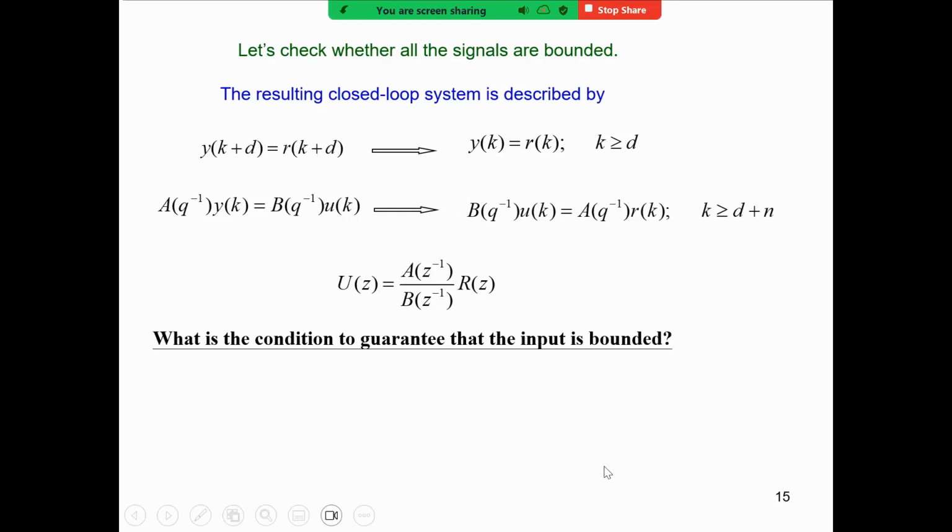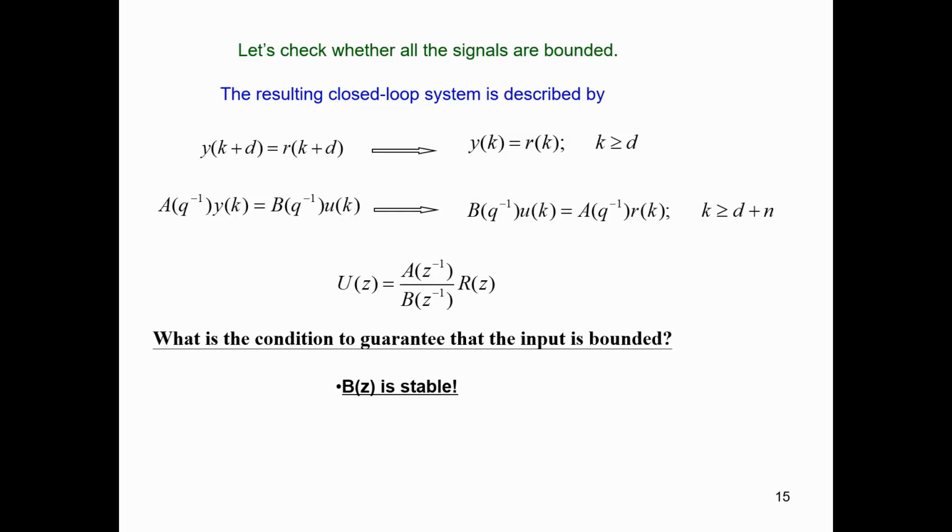B has to be stable. We have encountered this condition many times already. For the state space approach, this is the condition for matching the reference model. For the input output model approach, this is also the condition for perfect tracking. Here again, you are trying to follow the reference signal directly. We do need this one.